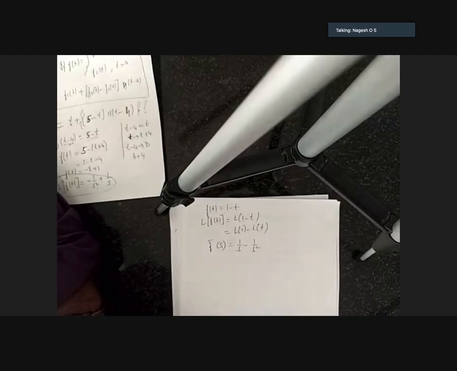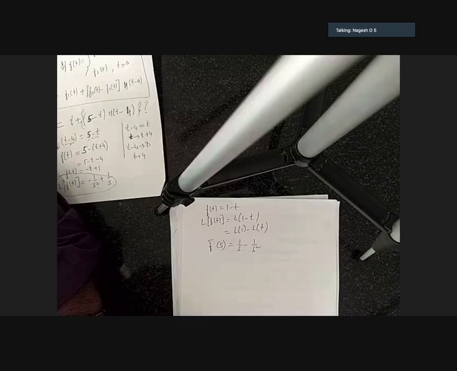Okay, we got f of t as 1 minus t. L of f of t is L of 1 minus t, which is L of 1 minus L of t, that is 1 by s minus 1 by s square. This is f bar of s. F bar of s is the same as the Laplace transform of f of t.